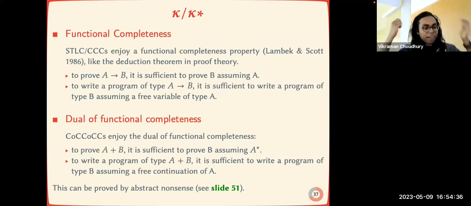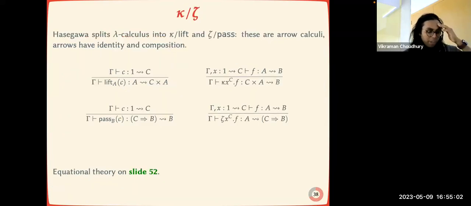If you have a Cartesian closed category, you are allowed to bind a free variable and then keep writing programs. If you think of the dual of functional completeness, then to prove A plus B, it is sufficient to prove B, assuming a continuation for A. And this entire concept of functional completeness for lambda calculus can be dualized, and you can do it using category theory and so on.